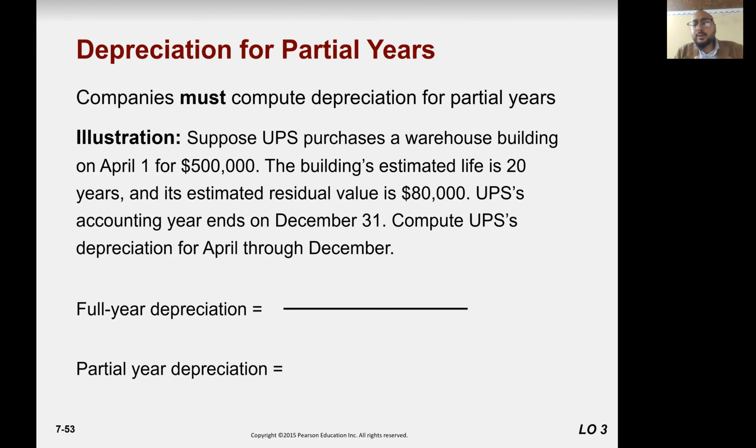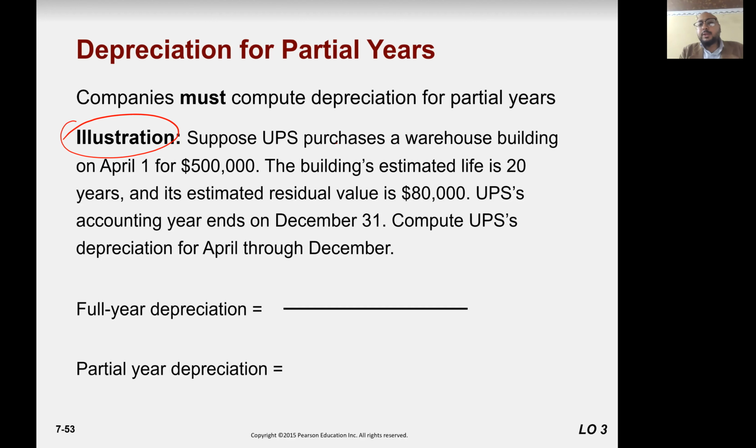depreciation for partial years. As I already explained, the amount that we charge for depreciation expense is yearly based, and if you want to find out monthly, just divide it by 12. So let's just do that. The illustration, let's just do that.